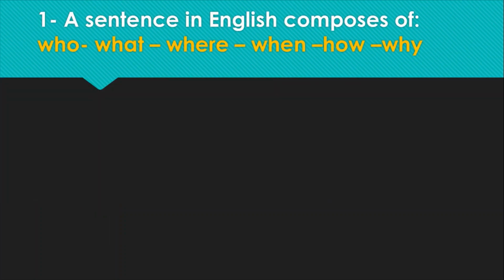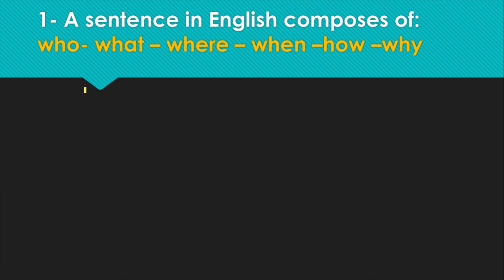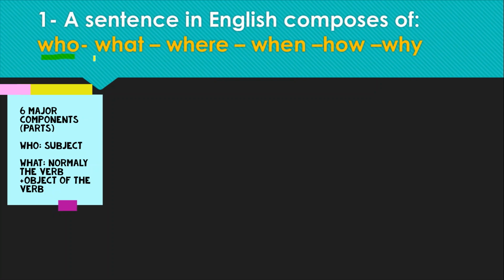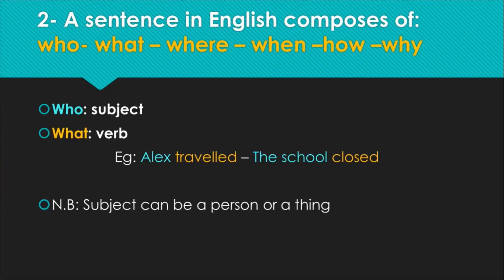So here we go. We start off first with the main components of a sentence in English. Of course, we have 6 major components. We have the who. The who is the one or the person or the thing that is doing the action. We have the what. It's normally the verb. And then we have this entire section which makes the object of the sentence. So it's the where, the when, the how, and the why. So the who, of course, as we said, is the subject, and then the what is the verb.